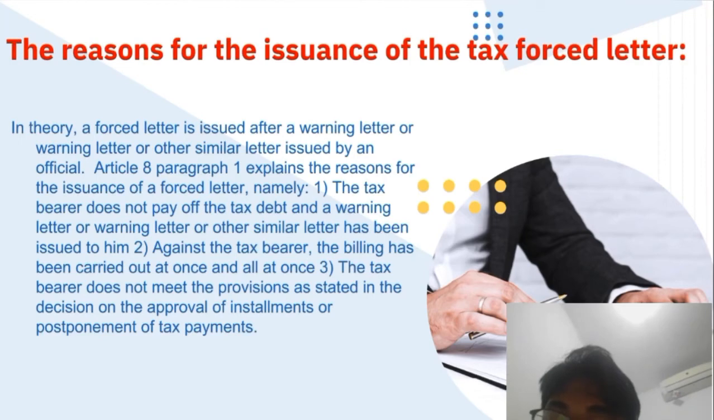The conditions for issuing a forced letter: number 1, the taxpayer does not pay off the tax debt and a warning letter or other similar letter has been issued to him. Number 2, the billing has been carried out at once and all at once. Number 3, the taxpayer does not meet the provisions as stated in the decision on the approval of installments or postponement of tax payment.